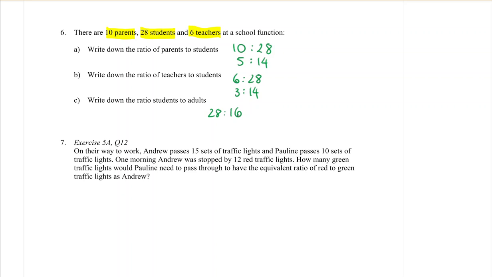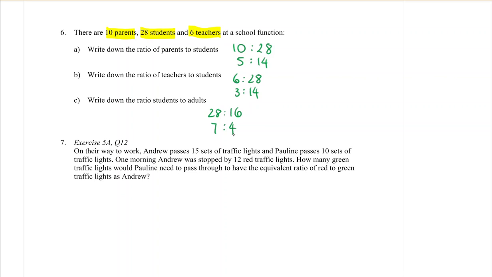Okay, 28 divided by 4 is 7, and 16 divided by 4 is 4. We're going to be spending a whole lesson on simplifying next lesson. This is just a little taste of it, and I am going to show you how to do it on a calculator. It's a bit of a check as well. But just a little introduction there.